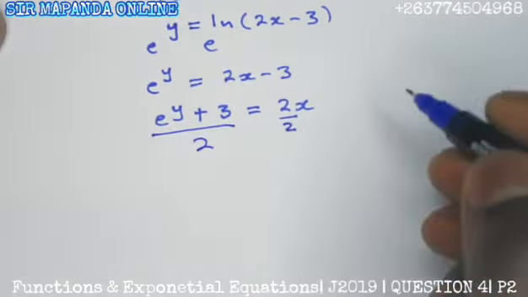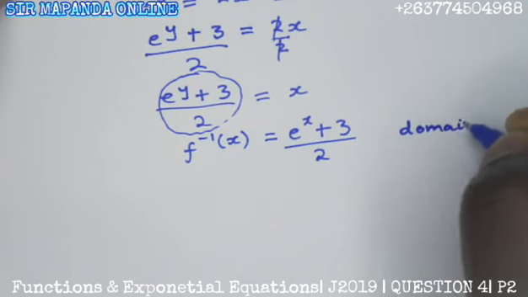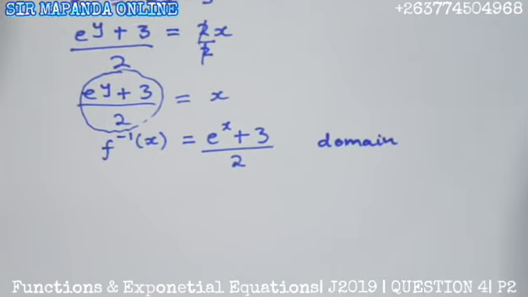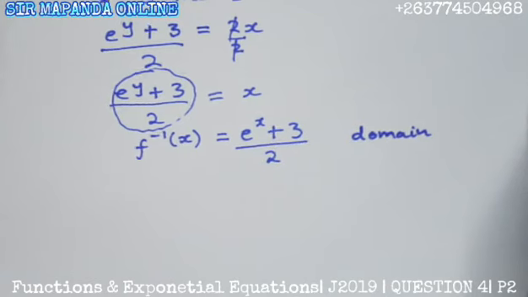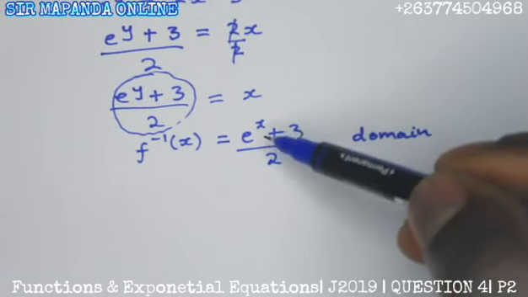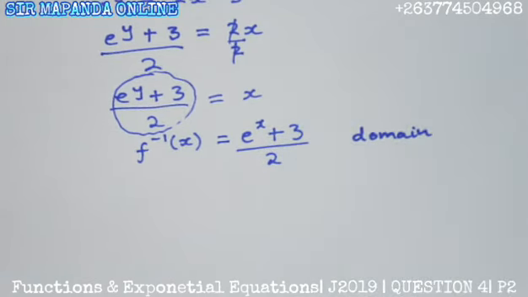Then they are saying state the domain. The domain represents the values of x which make the function valid. So here, if you have an exponential, x can take any value as long as the value is a real number. So you say x is an element of real numbers. I hope you are following. This is your domain. There is no value of x that, when placed in the function, makes it invalid.